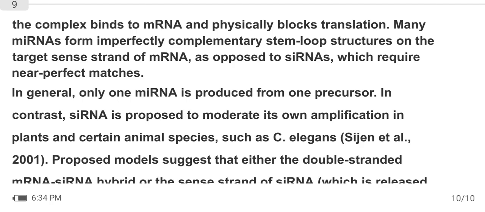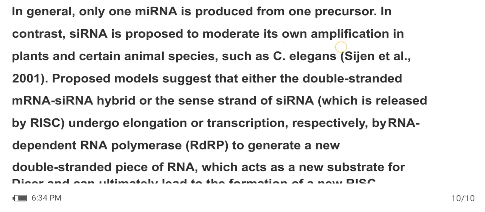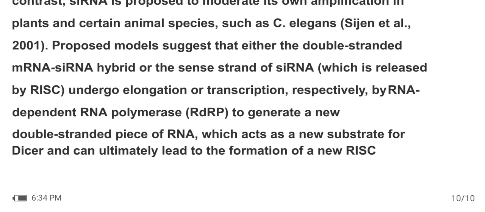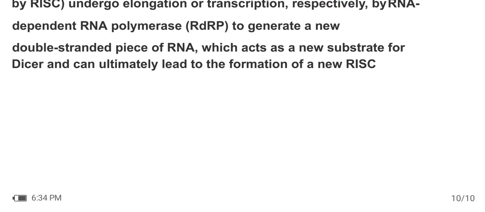In contrast, siRNA is proposed to moderate its own amplification in plants and certain animal species such as C. elegans. The proposed model suggests that either the double-stranded mRNA-siRNA hybrid or the sense strand of siRNA, which is released by RISC, undergoes elongation or transcription respectively by RNA-dependent RNA polymerase to generate a new double-stranded piece of RNA, which acts as a new substrate for Dicer and can ultimately lead to the formation of new RISC.